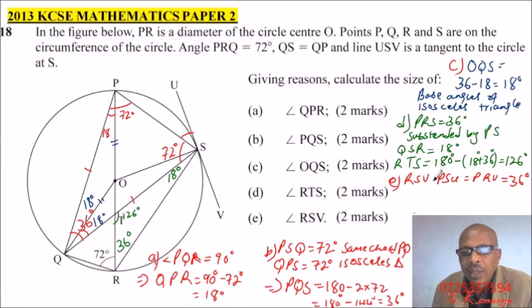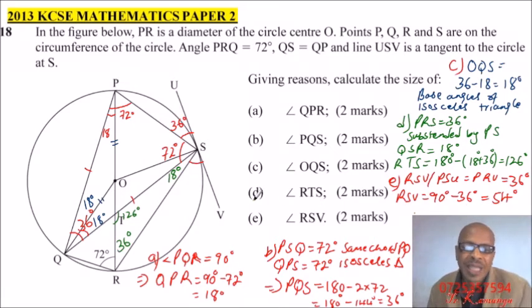what we do is that this angle here, PSR, is 90 because it is subtended by the diameter. So from 90, we can get the other angle. If this angle is 36, then it means this angle is 90. So RSV is equal to 90 minus 36 degrees, and that should give you 54 degrees. So that is how you do that.